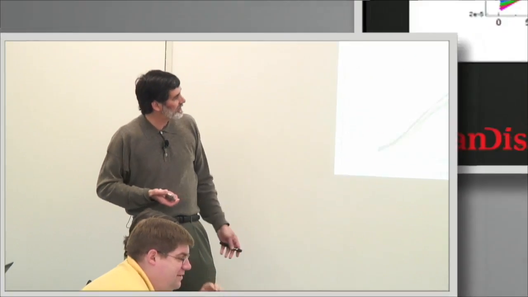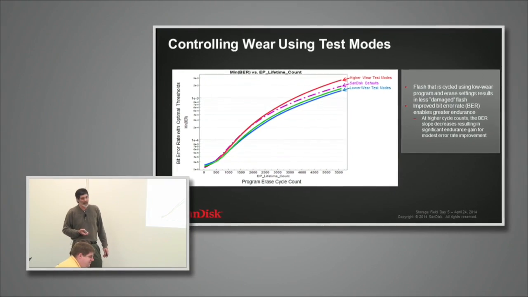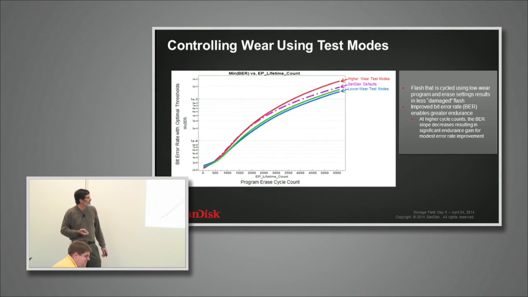This chart, I struggled as to whether or not I wanted to include it because it's really rather specific. Minimum bit error rate per PE lifetime count. But it's not detailed enough for anybody to reverse engineer us, so I decided it was okay. What this demonstrates is Guardian's effect on the error rate.